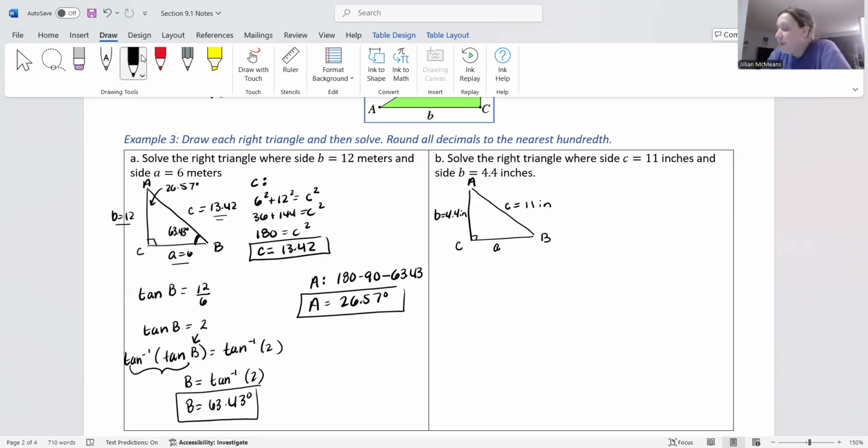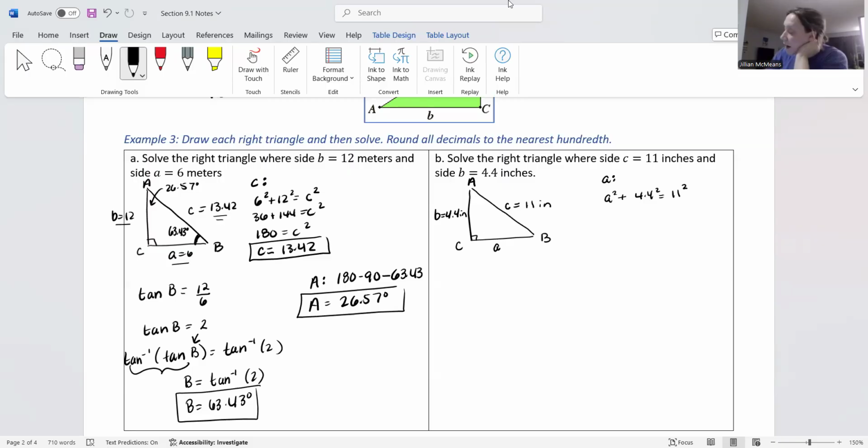Okay, so let's do the Pythagorean theorem first to find A, and then we can do some inverse trig stuff to find one of the other angles, A or B, and then we can just use the interior angle stuff to find the missing angle. All right, so the Pythagorean theorem, if we want to find side length A, well, I know that A squared plus B squared is equal to C squared, okay?